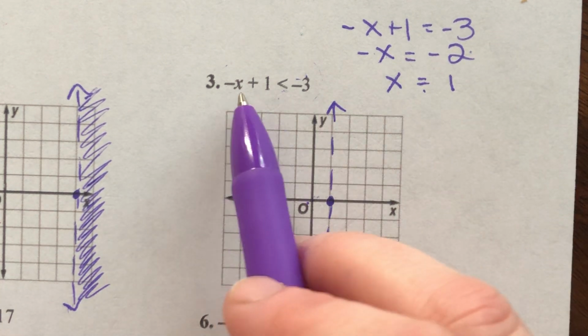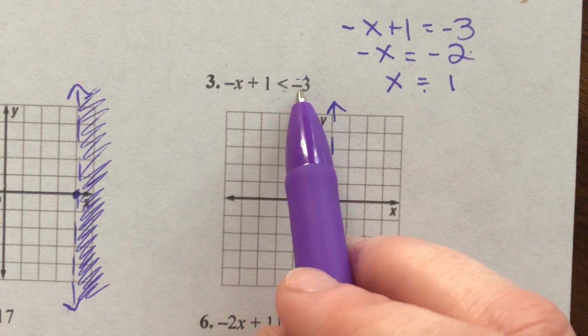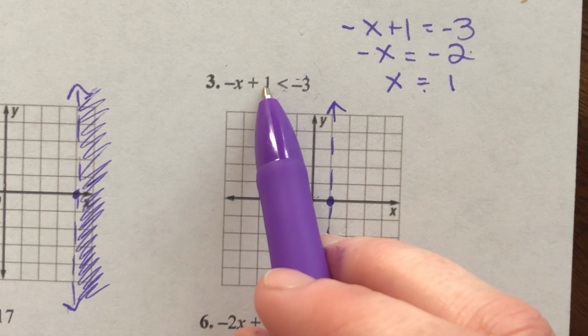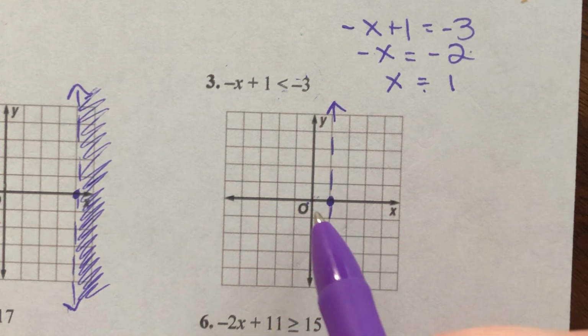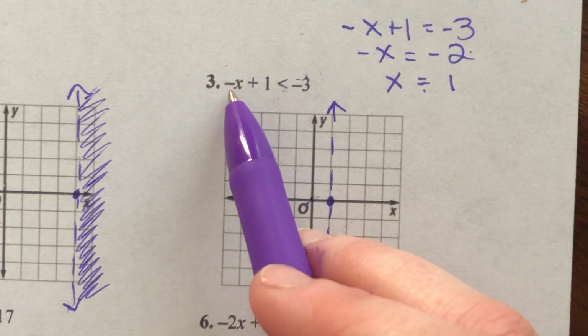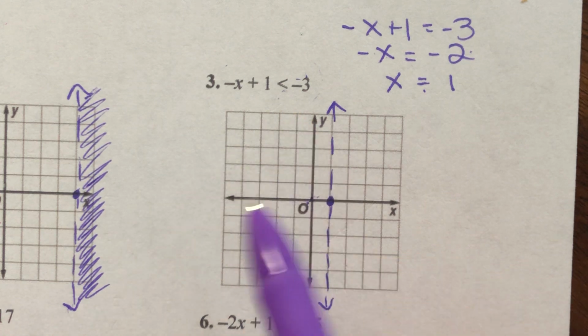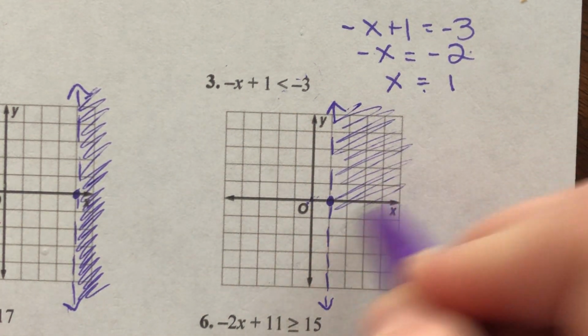So if I plug in 0, 0, if I plug in a 0 here, and I don't have a y value. So I plug in a 0 here, that's 0 plus 1 is less than -3. So +1 is less than -3. Is that true? Is 1 less than -3? No. So this point right here is not a solution. I cannot plug a 0 in for x and have that be true. So this side's not going to be shaded, which means this side will be shaded.